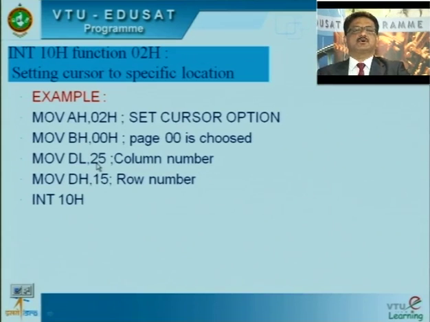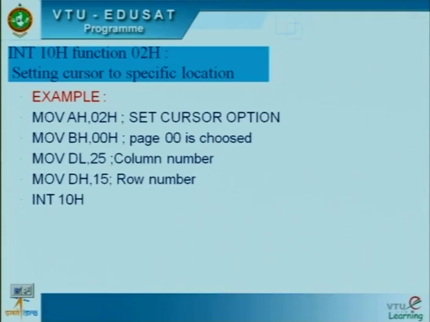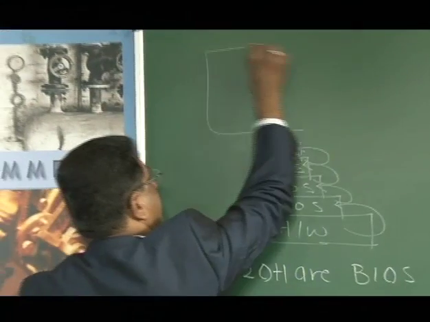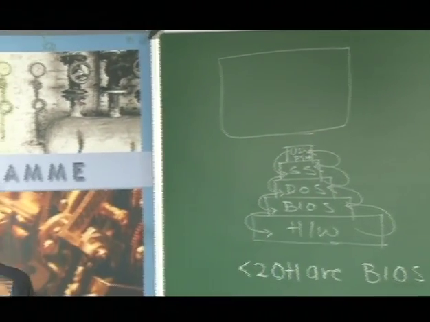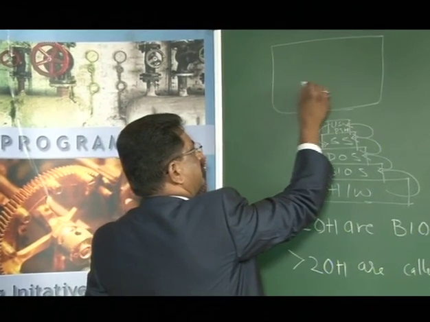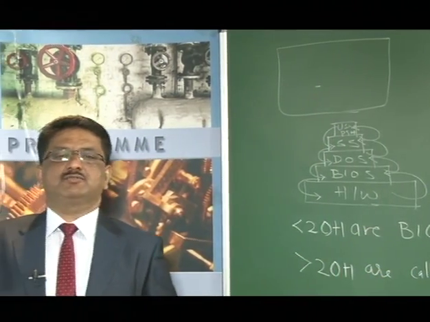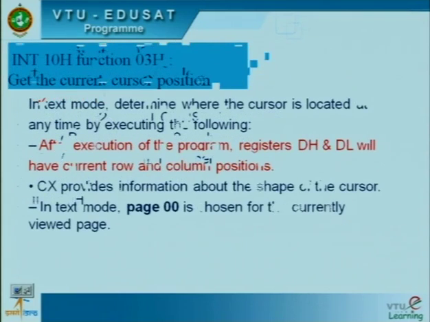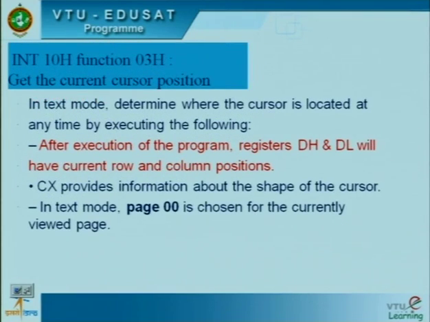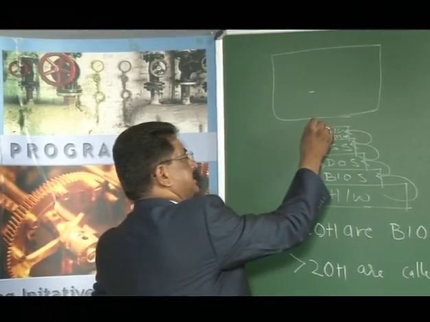What is the meaning of this? It sets the cursor at the 25th column and the 15th row. So if this is my screen, as per this, DL specifies the column number and DH specifies the row number. So somewhere here the cursor will be set. So this is the meaning of setting the cursor at a specific location. Now we know how to set the cursor. So wherever I want on the screen, I should be able to set the cursor.